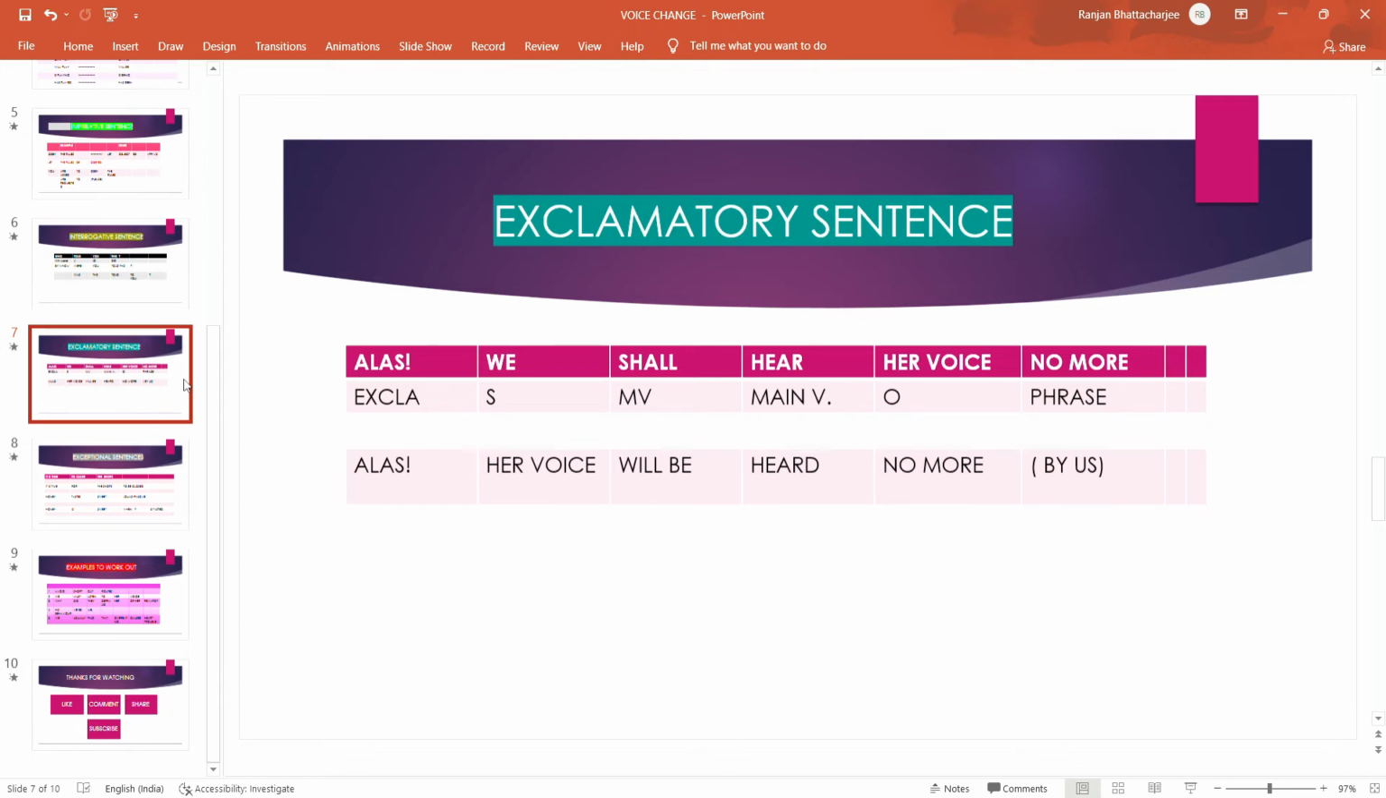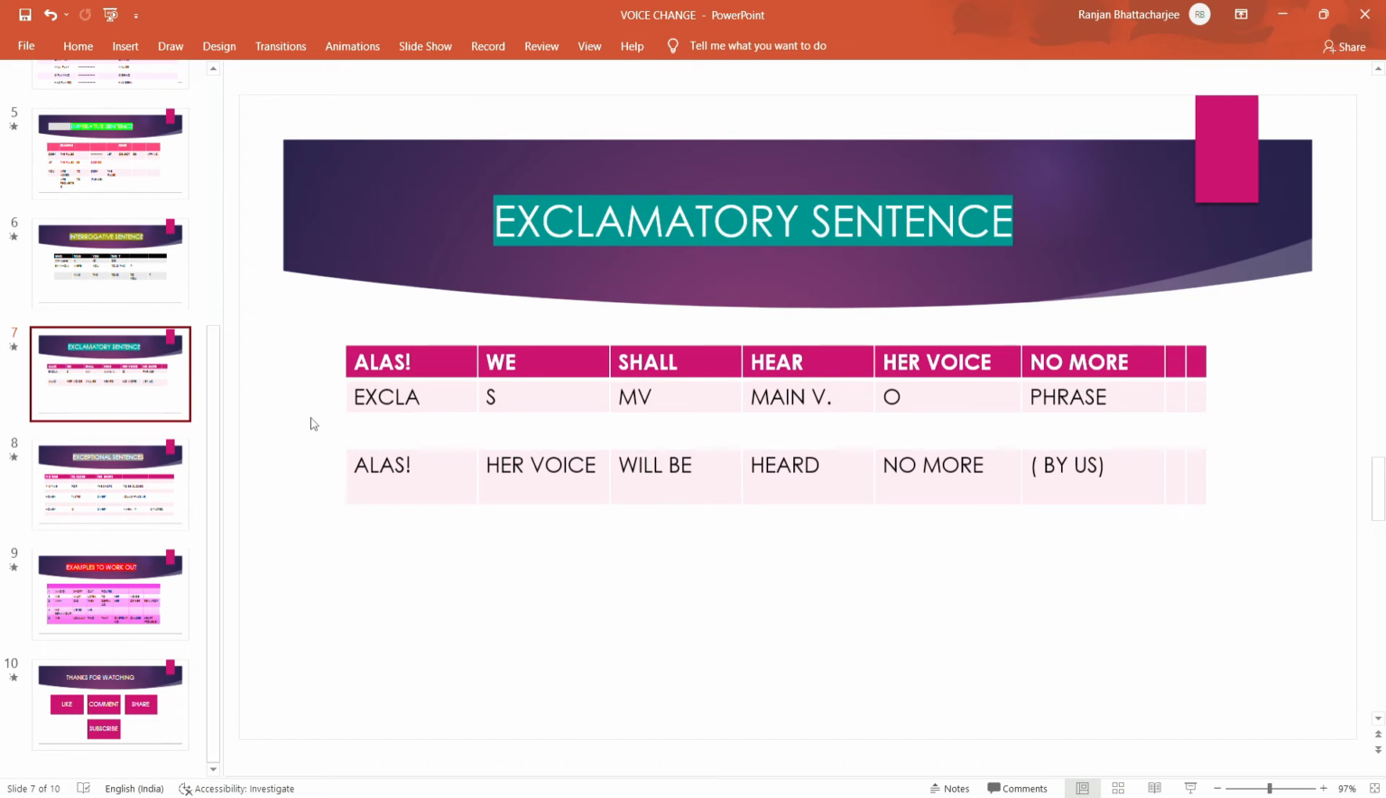Suppose an exclamatory sentence has been given for you to solve, and I have taken one example. We know an exclamatory sentence is used to express our strong feelings: sorrow, grief, pain, joy, happiness, etc. The example I have taken is: "Alas, we shall hear her voice no more." This is the exclamatory sentence. In that case, what is the rule? The general rule is generally followed.